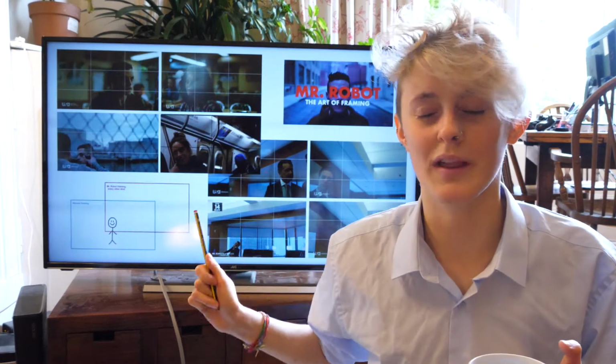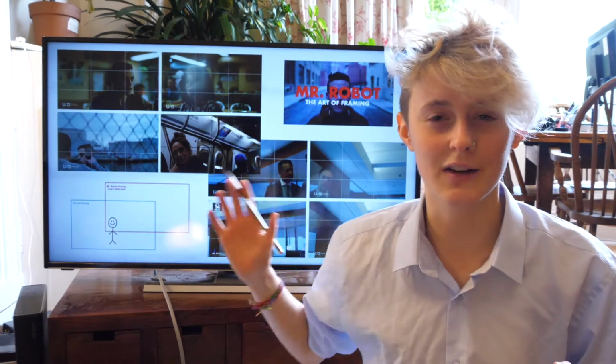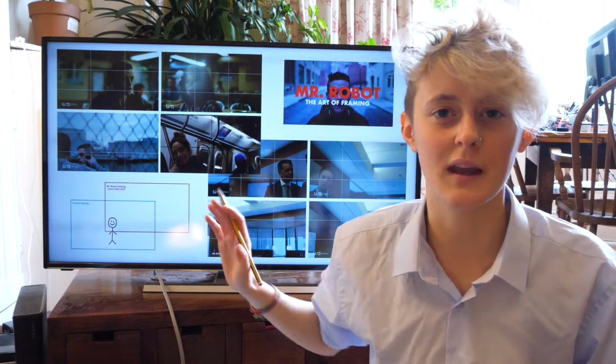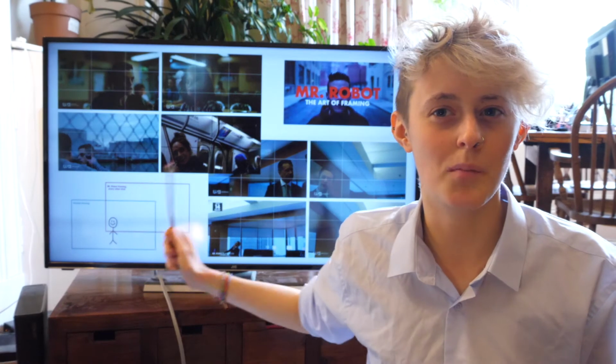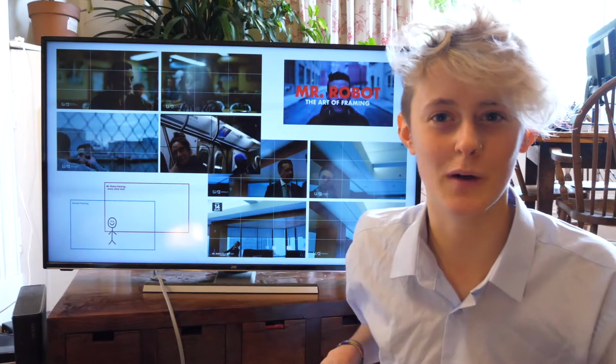And Mr. Robot is one that's had a lot of discussion about it, because it's clear that Sam Esmail put a lot of effort into thinking where he was going to frame the characters and objects in each shot. Mr. Robot is fairly well known for its unusual framing. It's been commented on by meme culture and very good video essays alike.